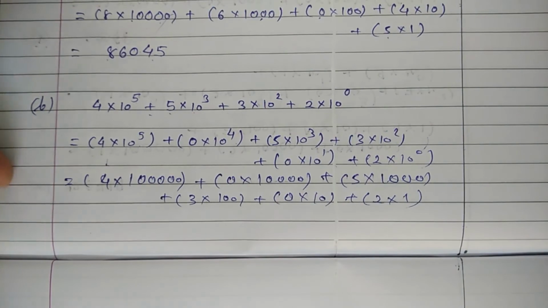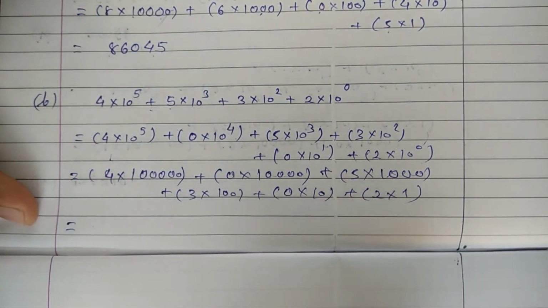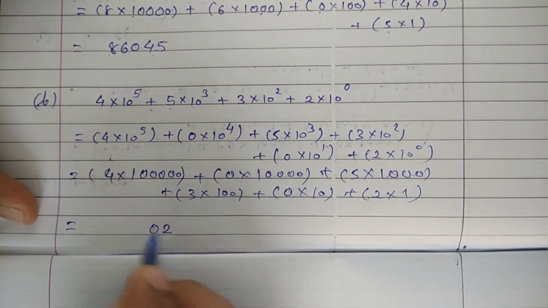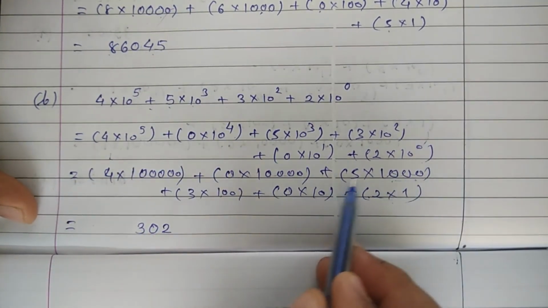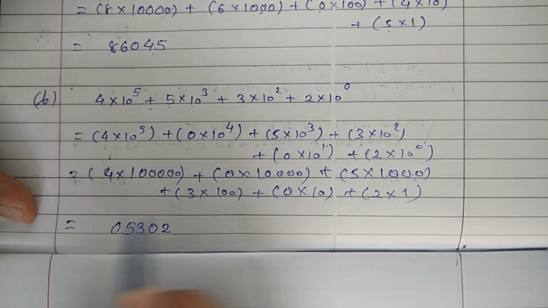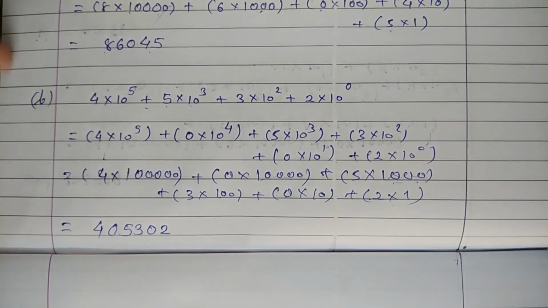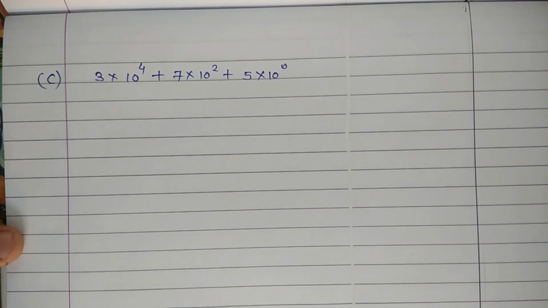2 multiplied by 1. So in number we will start from ones place, that is 2, then 0, then at 100 place 3, then at 1000 place it is 5, then at 10,000 it is 0, and then at 1 lakh place it is 4. So answer is 405302.